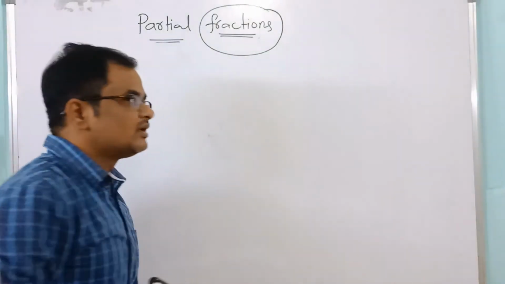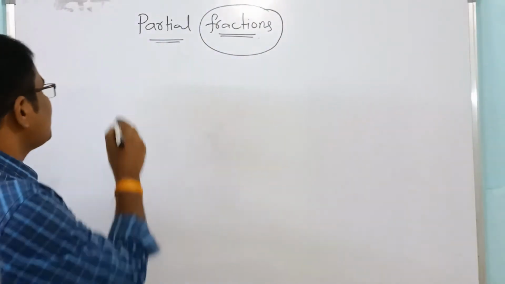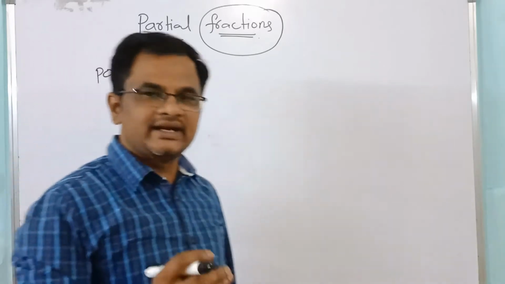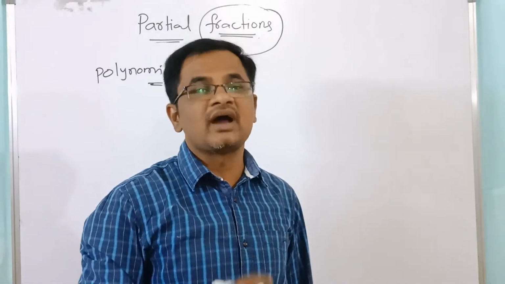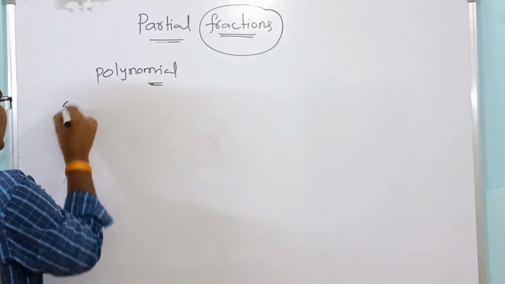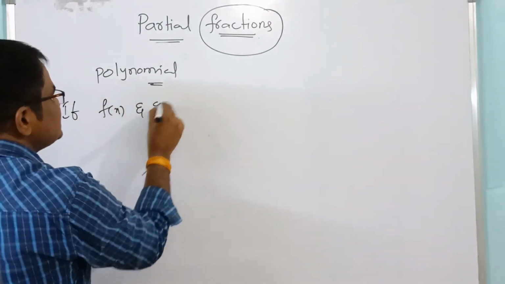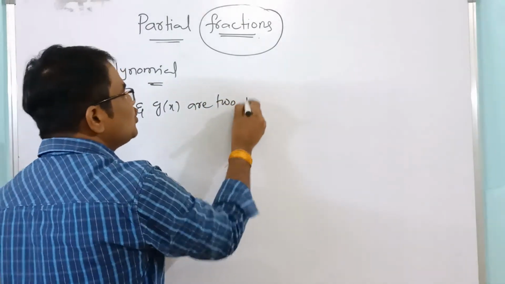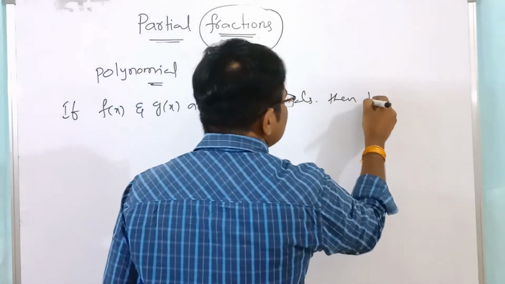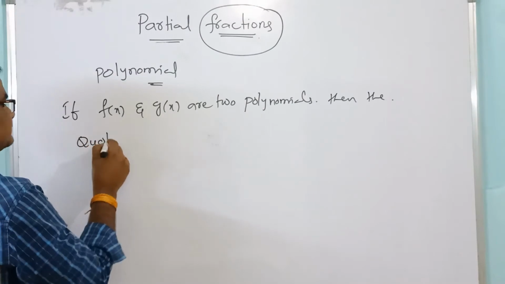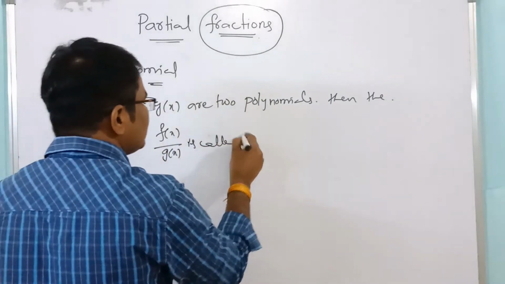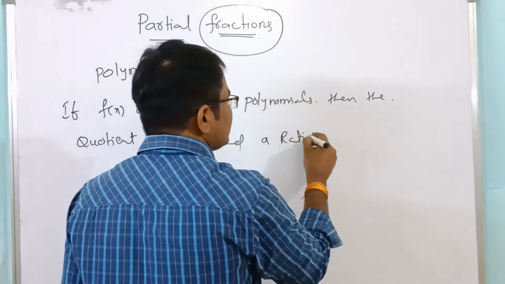In your earlier classes, you have studied about the polynomials, like linear, quadratic, cubic, biquadratic, and a polynomial of degree 5, polynomial of degree 6, etc. Now, if f of x and g of x are two polynomials, then the quotient f of x by g of x is called a rational fraction.